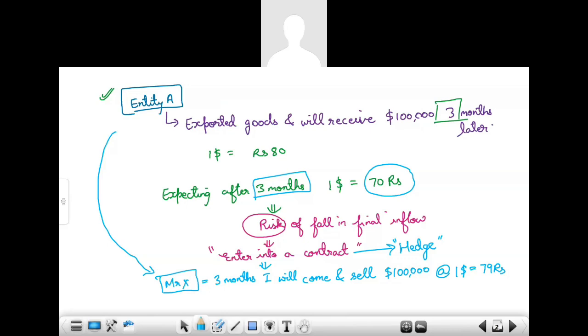On the other hand, in a similar case, after 3 months you will be required to pay $1 lakh, and right now the rate is 80 rupees, and you are expecting that the exchange rate will become 85. Therefore, instead of paying 80 lakhs, you will be required to pay 85 lakhs. So there is 5 lakh higher outflow. In order to reduce this liability as much as possible, you can enter into a reverse contract. Okay, let's read this.